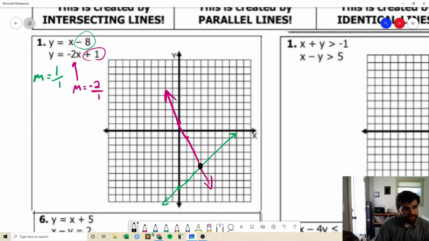So let's see where that point is. We got 1, 2, 3. So 3 in the x direction. And then down 1, 2, 3, 4, 5. So -5 in the y direction. So there's our answer, 3, -5. So notice your solution to a system is always a point, right? A combination of x and y that solves both equations.